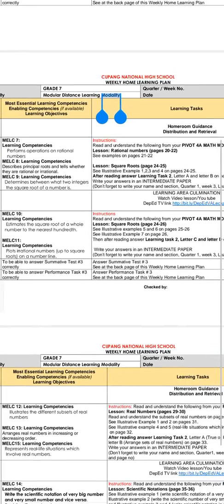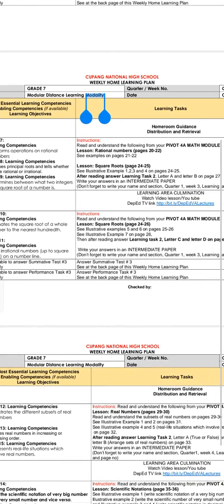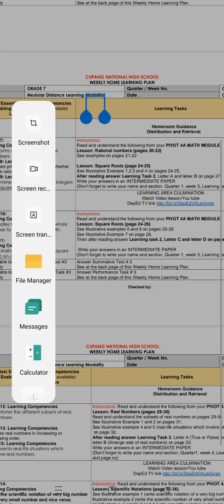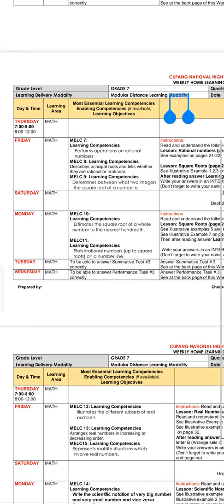On Saturday, week 3, learning area culmination, you are going to watch the video lesson on YouTube, DepEd TV, link: http bit.ly DepEd BA lectures. On Monday, MELC 10 learning competency: estimate the square roots of a whole number to the nearest hundredths. MELC 11: plot irrational numbers up to square roots on a number line.